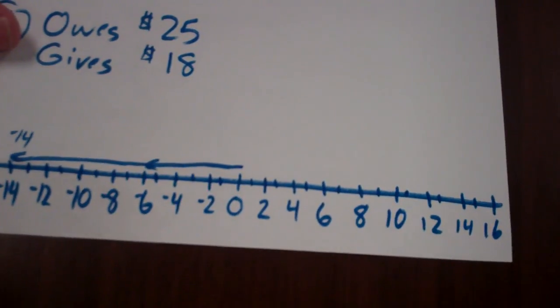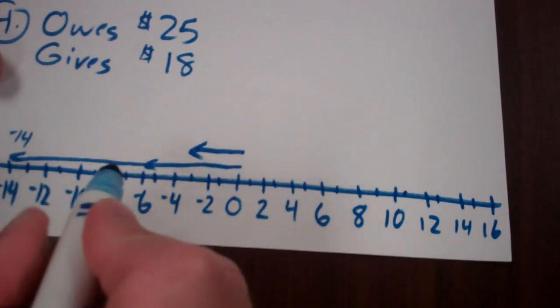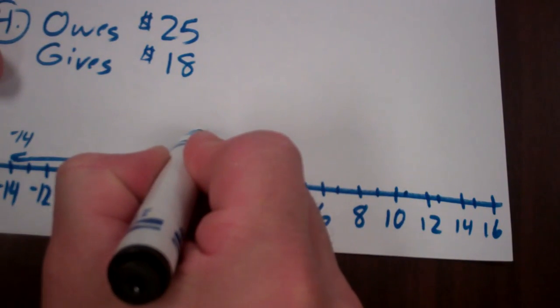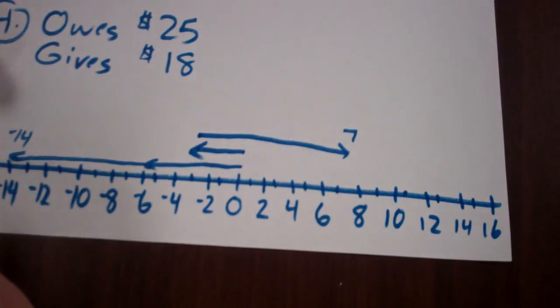Once again, that would look like this on a number line. Starting at 0, I go to negative 3. Then I turn around and go right 10, which would put me over here at positive 7.